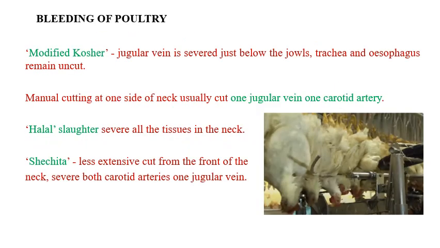Bleeding in case of poultry. The common method is modified kosher, where the jugular vein is severed just below the jowls and the trachea and esophagus remain uncut. There is a manual cutting at one side of the neck, usually cutting one jugular vein and one carotid artery. Then there is the halal method, where the halal slaughter severs all the tissues in the neck except the spinal cord. Then there is the shechita, the Jewish method, which has a less extensive cut from the front of the neck and severs both carotid arteries and one jugular vein.